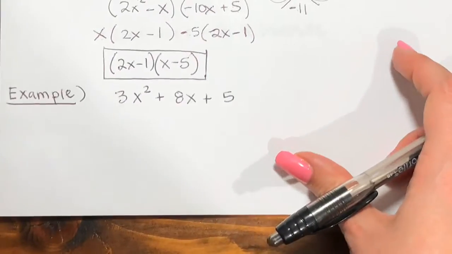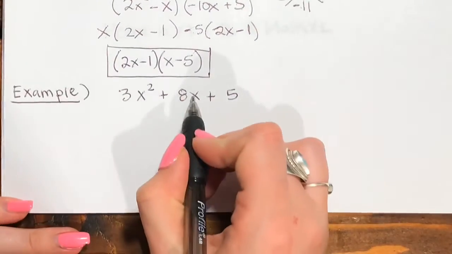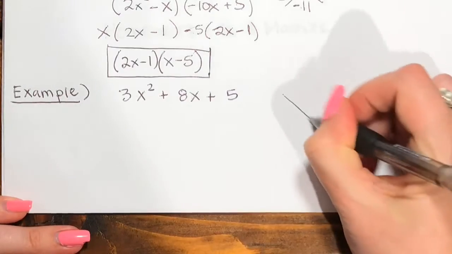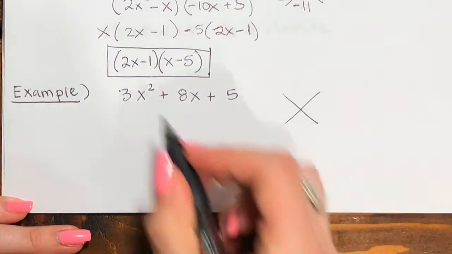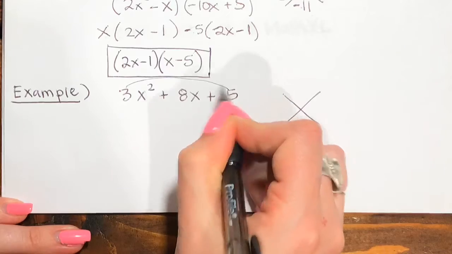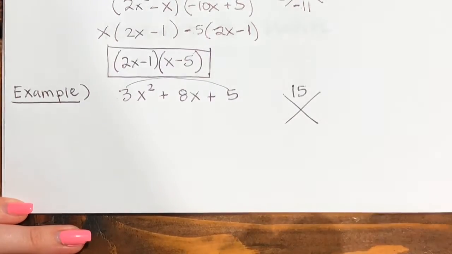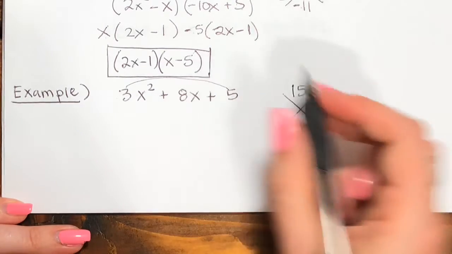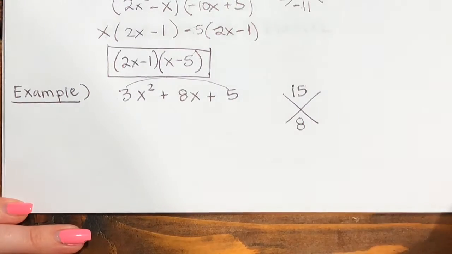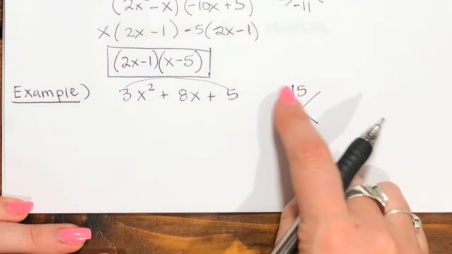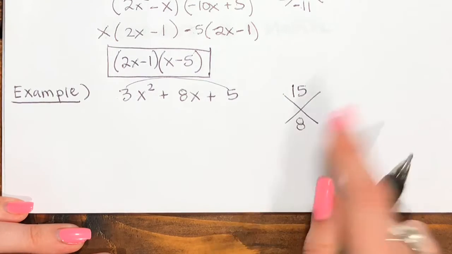Okay. So we have 3x squared plus 8x plus 5. I'm going to draw my little x table here. First thing you do is you times the first and the last number. So 3 times 5 is 15. That's going to go on the top. And then the middle number goes on the bottom. And then you're going to start thinking what two numbers multiply to be 15 but add to be 8.